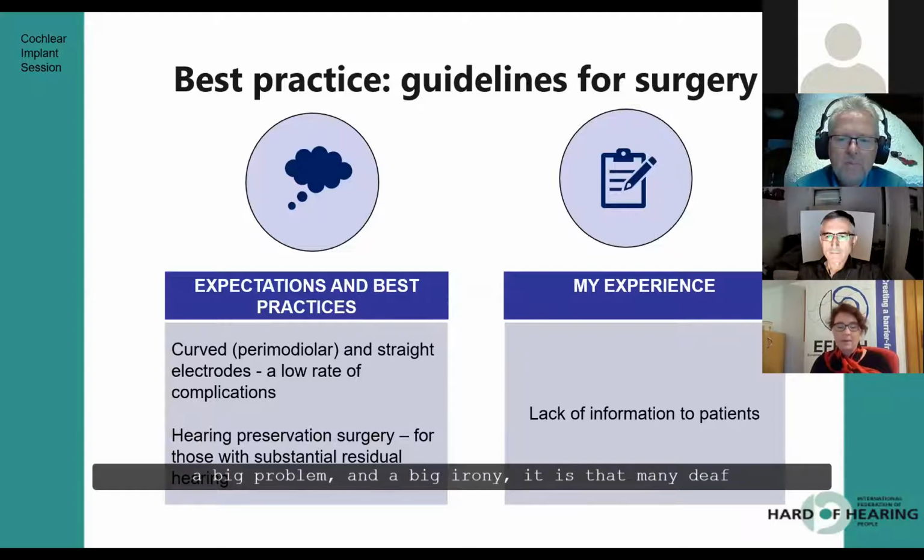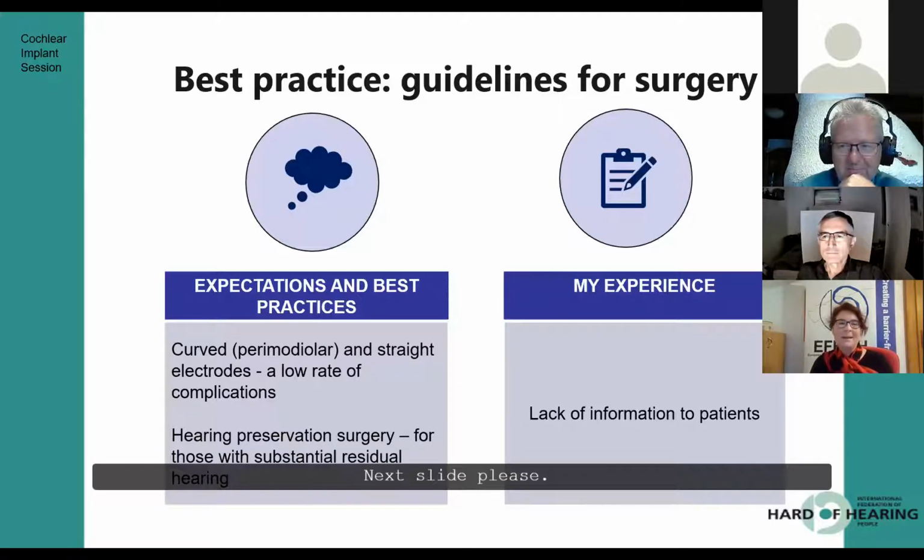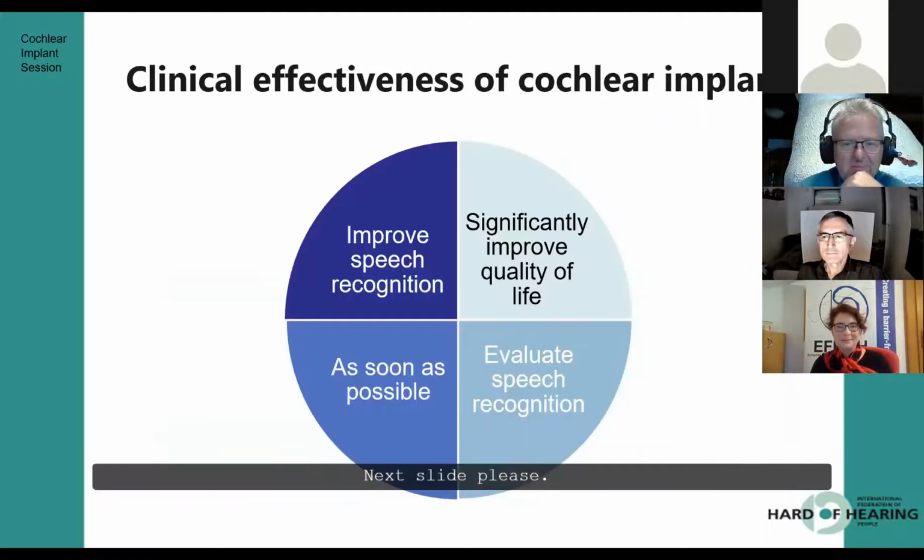A big problem and a big irony is that many deaf adults before implantation are not able to understand information about the procedure because of their hearing loss, and they are not given any written support such as speech to text. That happened to me in Slovenia. Next slide, please.